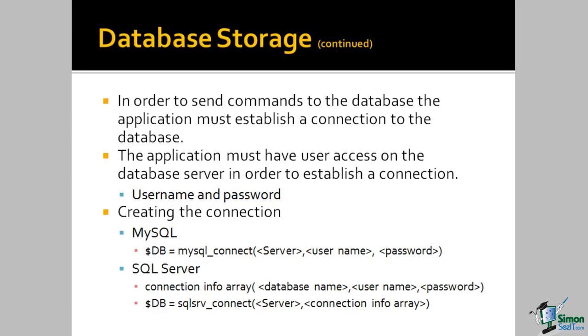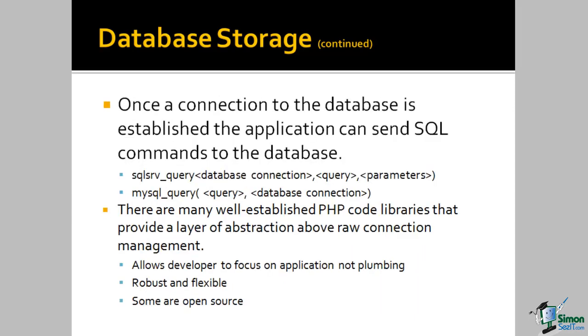Much like reading or writing to a file, when we call the connection function for whichever database system we're connecting to, we're returned a connection object, a handle to that connection that we need to save in a variable so that we can use it when sending commands to the database system. Once the connection is established, we can send SQL commands using that database connection handle. And again, as developers, we should maintain our focus on the functionality of the application rather than on the details of the interaction with the database.